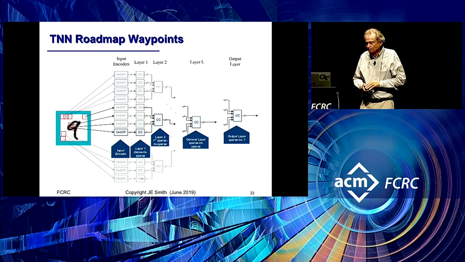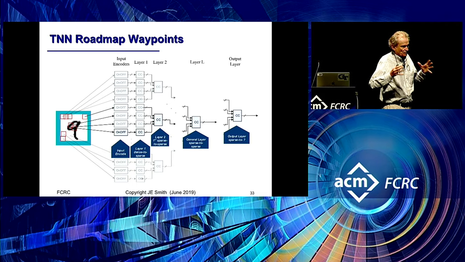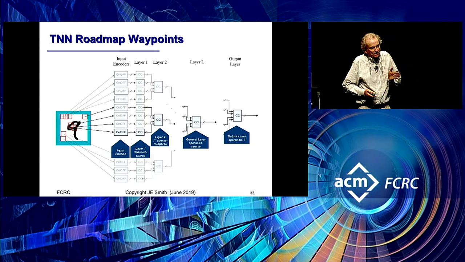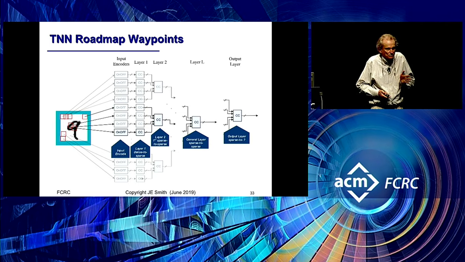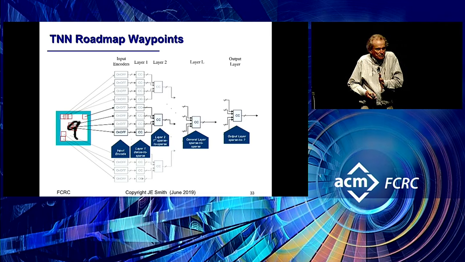Okay? So I'm laying out a roadmap. Here are some waypoints on the way to our first major milestone. We have to decode inputs. We have to take input images, in this case, and map them onto volleys of spikes. At the first layer, after that first translation, typically you're going to have dense volleys. And so the first layer is a dense to sparse mapping. And from there on, it's going to be sparse.